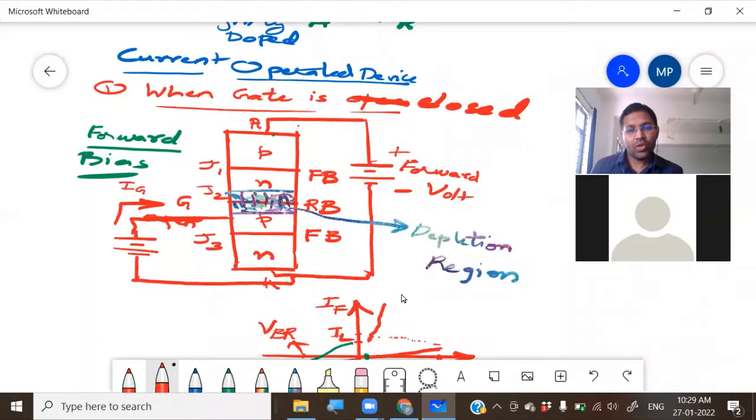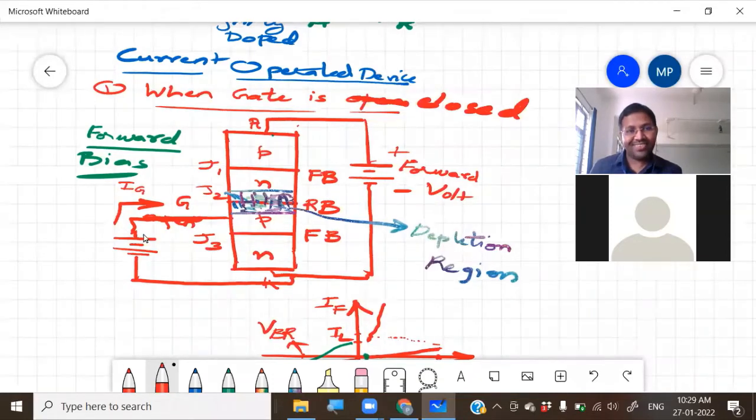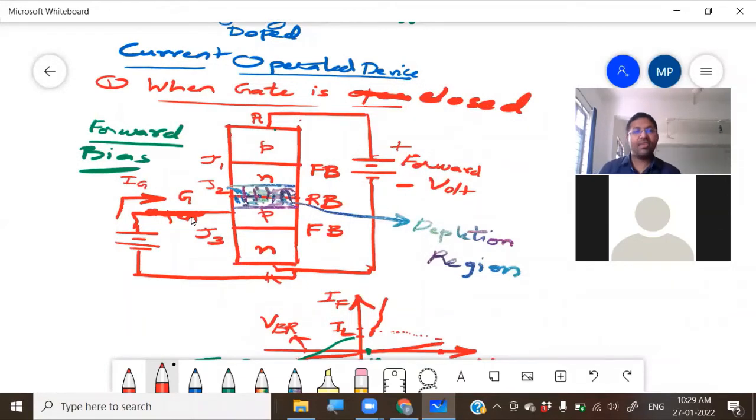Okay, so we know very well that whenever we give gate current, let us see what is happening. We are considering the PN junction J3. The P side we are connecting positive, the N side we are connecting negative, so J3 will now be forward biased. Junction forward biased means current will flow like this, in the clockwise direction. But you know, electrons are negatively charged.